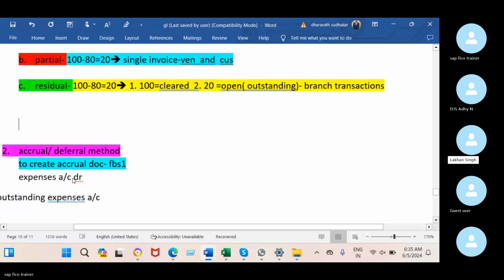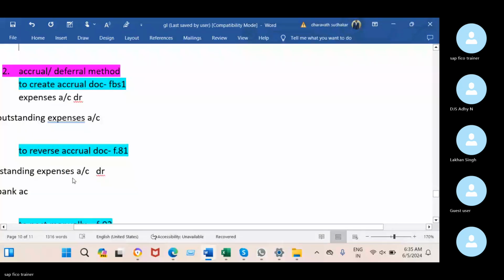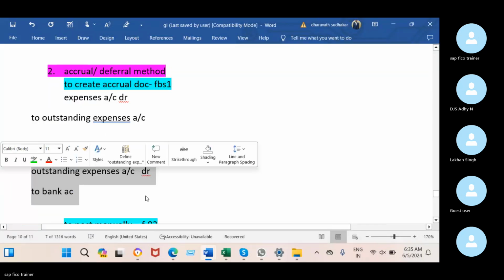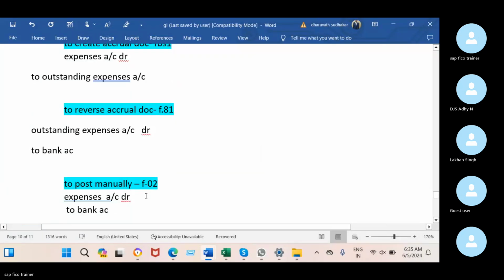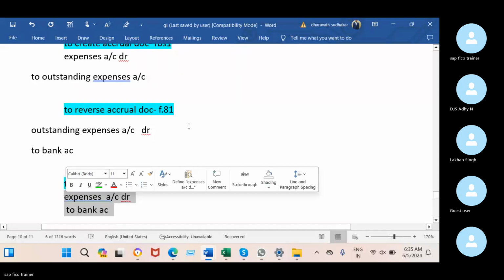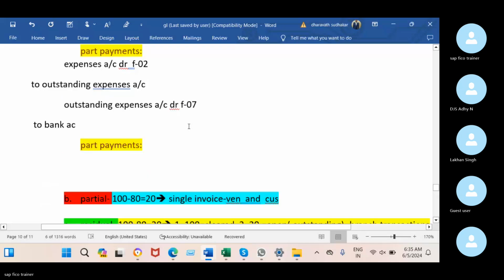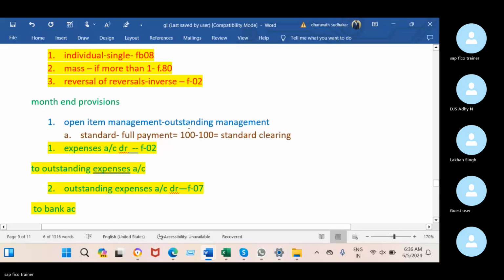Now, again, come to the accrual deferral method. The best example is your salary. So the employer adjusts expenses day to day and he will pay at the end. While you make the adjustment, the entry will be expense account debit to outstanding expense. And while it is cleared, outstanding expense account debit to bank. So the final entry is nothing but expense to bank. While we make configurations, you will get a better idea. No need to worry about it.